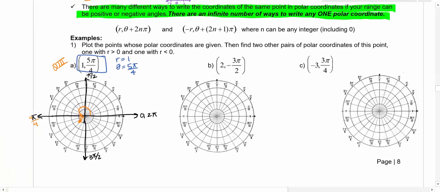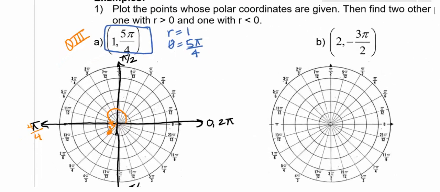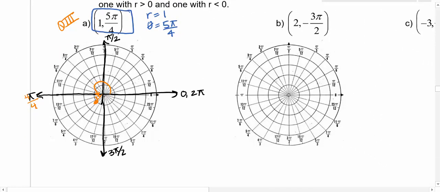So, for example, it says, after you plot it, then find 2 other pairs of polar coordinates of this point. So I'm not moving the point. I'm staying in quadrant 3. One with r positive and one with r negative. So if I stay with the same type of r that I have now, r being 1, all I have to do is find coterminal.